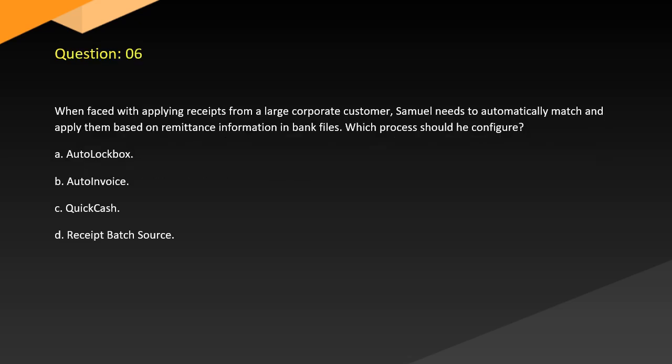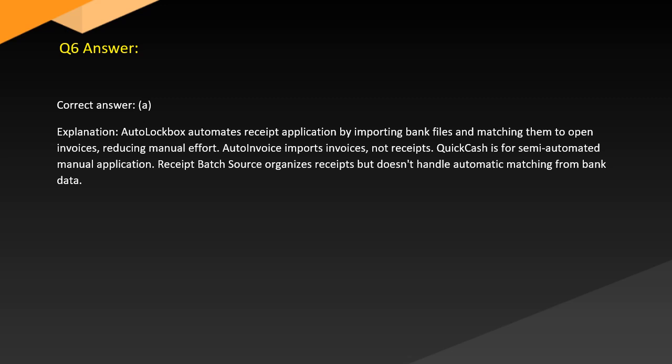Question 6. When faced with applying receipts from a large corporate customer, Samuel needs to automatically match and apply them based on remittance information in bank files. Which process should he configure? A. AutoLockbox. B. AutoInvoice. C. QuickCash. D. Receipt batch source.